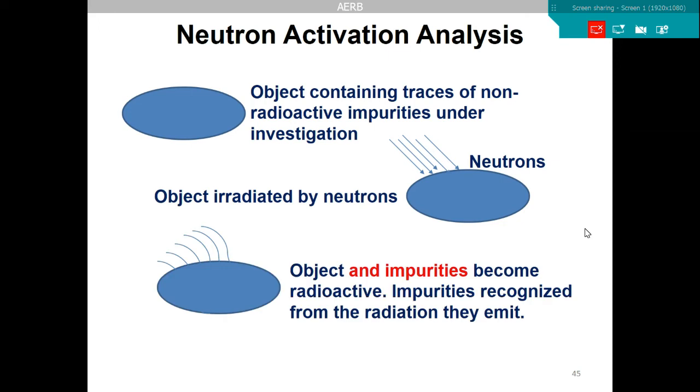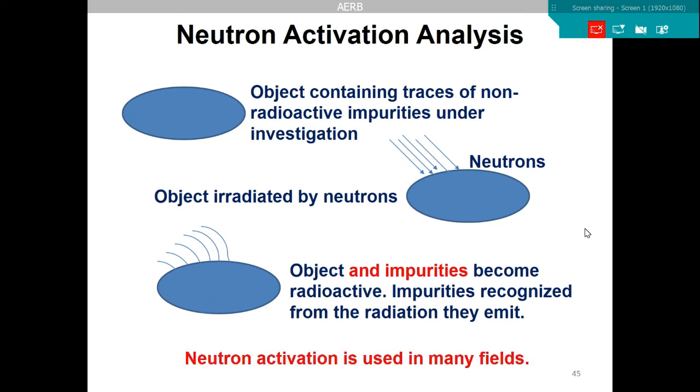Now after this, the object itself may get radioactive. Even the impurities I am looking for, they will also get radioactive. They start emitting radiation. So radiation emitted by various atoms, they carry the signature of the emitter. Looking at the radiation, you know, okay, it is coming from cobalt-60. It is coming from cesium-137. It is coming from whatever isotope it is. So looking at this radiation, you can find out, okay, this impurity is present. It is present in this much quantity. So this is the basis of neutron activation analysis.